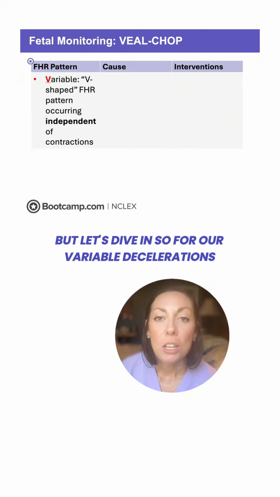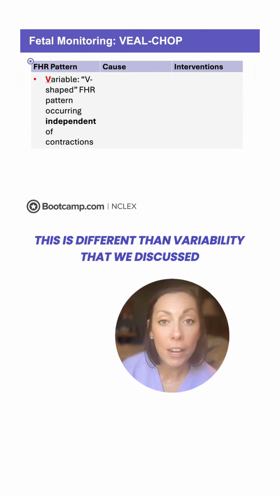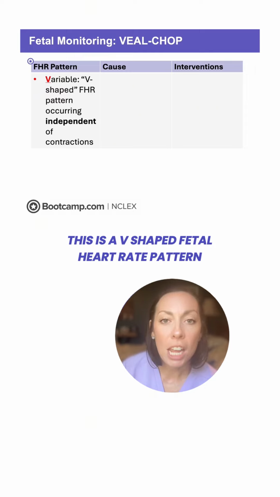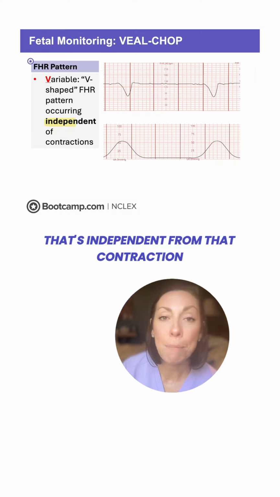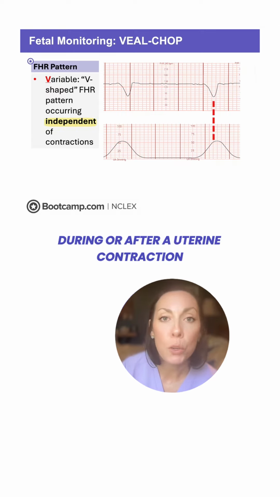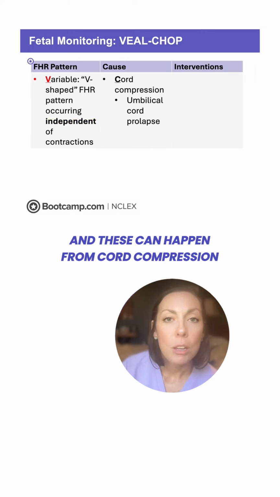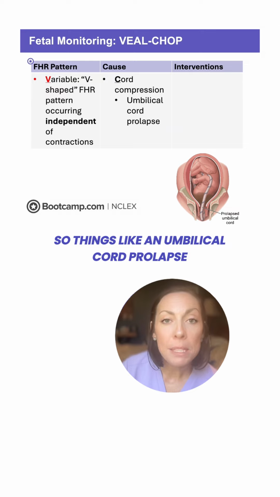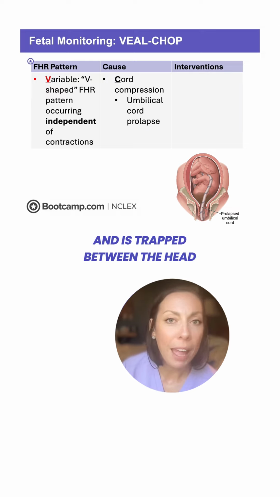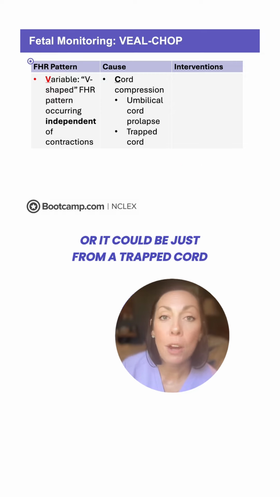But let's dive in. So for our variable decelerations, it's important to understand this is different than variability that we discussed. These are decelerations. So this is a V-shaped fetal heart rate pattern that's independent from that contraction. So that means it can happen anytime, before, during, or after a uterine contraction. And these can happen from cord compression. So things like an umbilical cord prolapse, where that cord prematurely delivers before the fetus and is trapped between the head and the maternal structures. Or it could be just from a trapped cord.